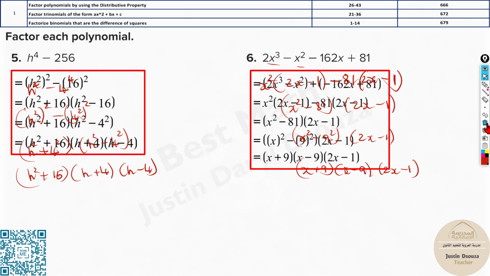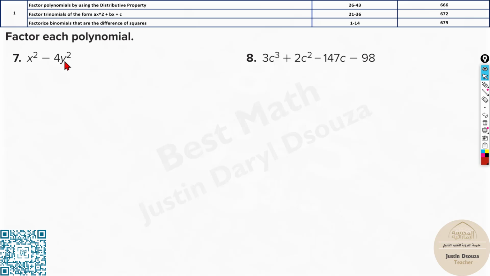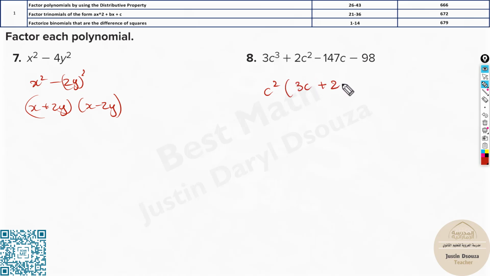So here you can see it's all simplified, and that's the answer. Similarly, let's solve these. Over here, the eighth question is just like what we did a while ago, just now, the sixth question. But this one here, the simple x squared minus 2y the whole squared, and then we have x plus 2y, x minus 2y. That's it. Whereas over here, let's take common terms outside. Which terms are common? Only c power 2. And then we have 3c plus 2. That's it, because c squared is gone outside.